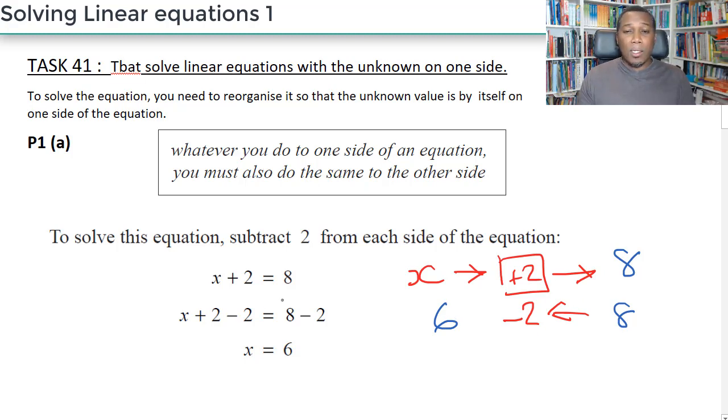With the balancing method, look at what it's saying. It's whatever you do on one side, you do the same on the other side. We want x all by itself. The x, the unknown, has to end up all by itself. In this case, on the left-hand side, and we'll talk about left-hand side of the equal sign is equal to the right-hand side. On the left-hand side, we're adding 2. So to balance out, we take away 2 from both sides. And when we take away 2 from both sides, the 2's cancel out. You're left with x, and 8 take away 2 is 6. So that's how this method works.